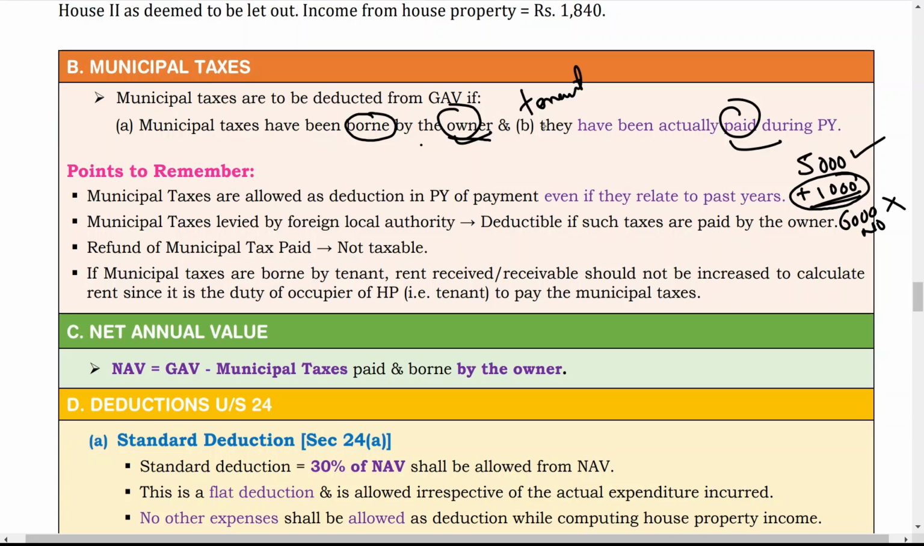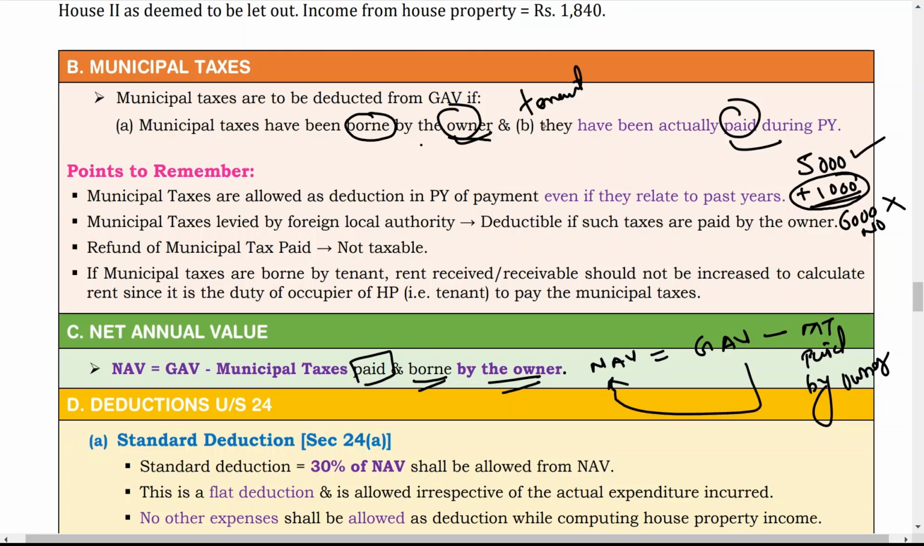Now net annual value. What is net annual value? So here, how to find out net annual value? Very simple, students. Once you find out GAV, from that you have to deduct the municipal tax paid and borne by the owner. So how to find out NAV mathematically? NAV is equal to GAV minus municipal tax paid by owner. The answer of this will become your NAV.